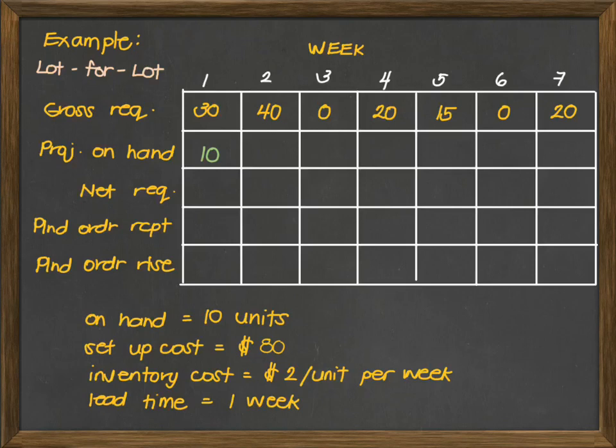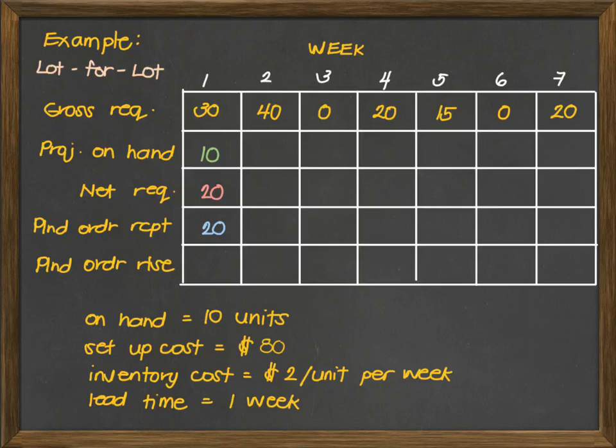So, for our net requirement, this is just the difference between gross requirement and projected on hand, or our current inventory level. So, 30 minus 10, we still need 20 units for our production. Since lot for lot only orders what is needed, our planned order receipt is 20, and we will be releasing the order 1 week before the week it is needed.